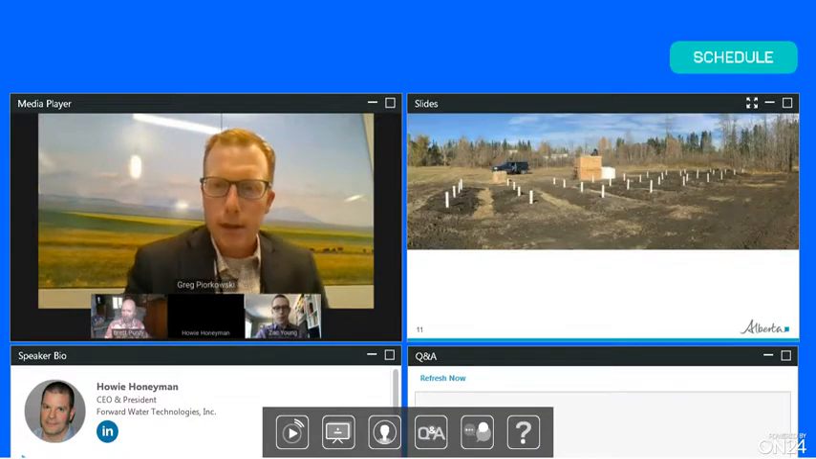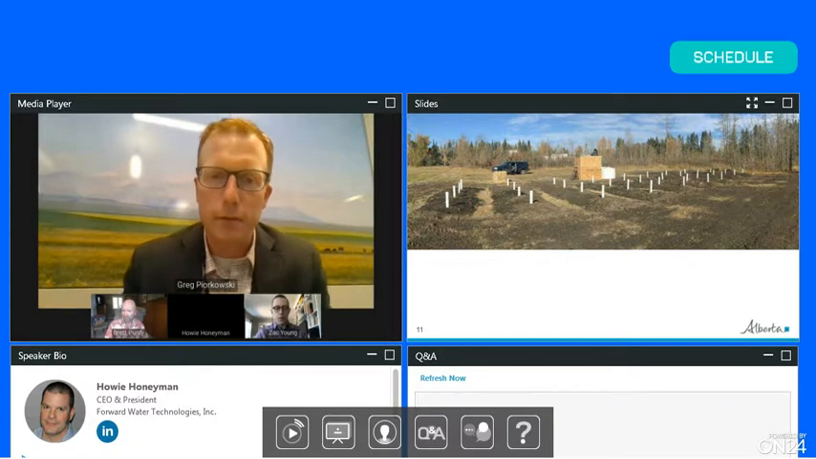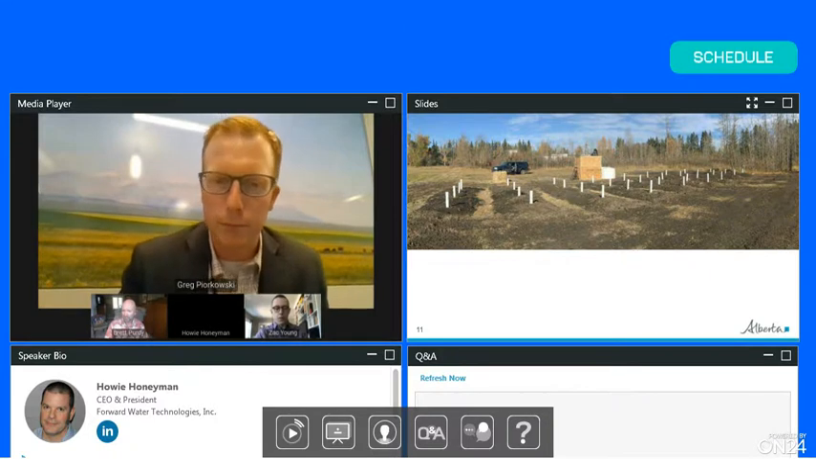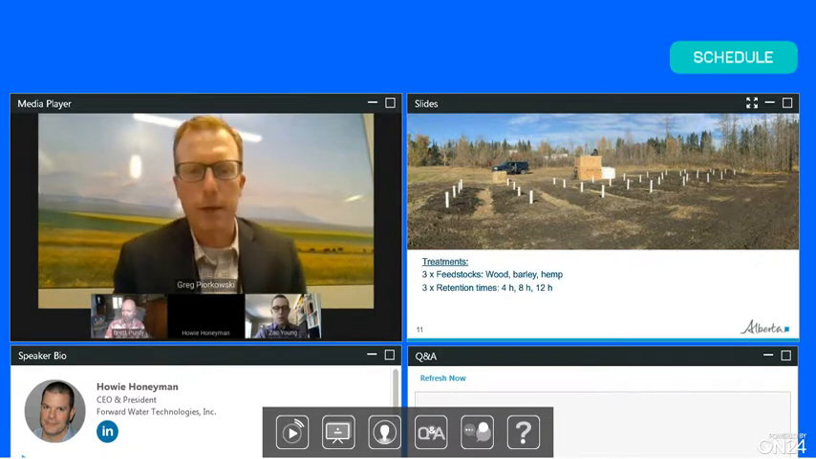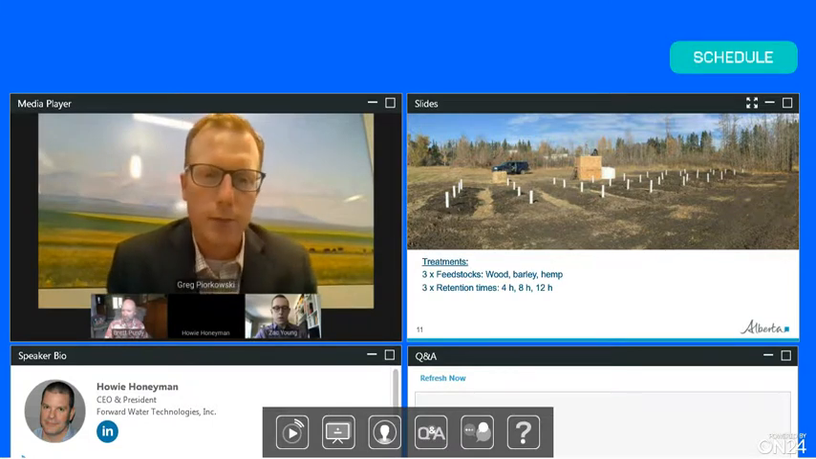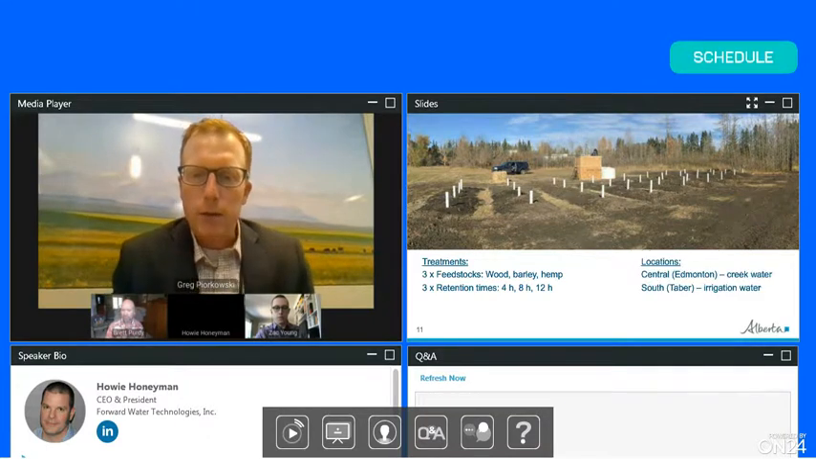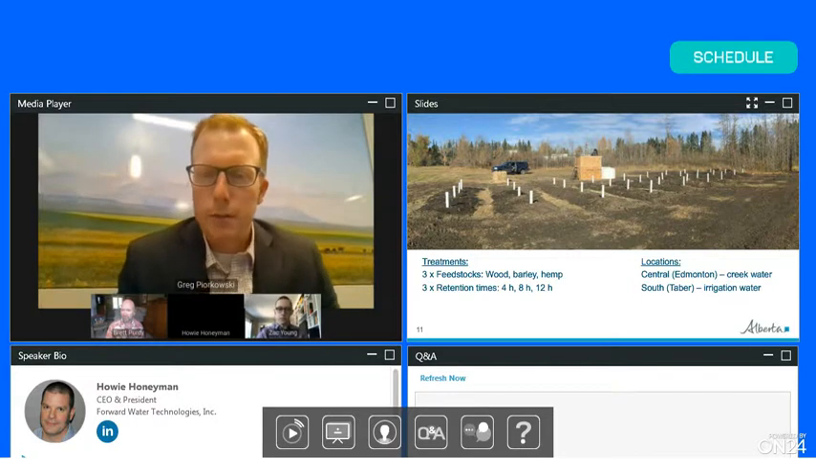So this is our area just north of Edmonton at the Crop Diversification Center. We have 9 systems there, and within those 9, we have 3 different feedstocks that we're trialing: wood, barley, and hemp, and 3 different retention times at 4, 8, and 12 hours. That's just how long the water takes to go from the inlet to the outlet end. Then we have 2 locations, one just north of Edmonton and one down south.